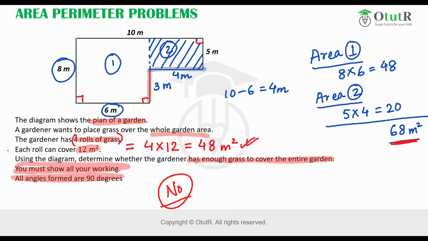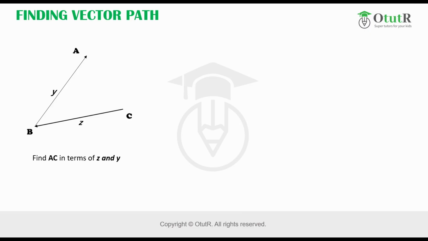Always remember one thing: whenever you are doing sums, you have to show all the process. And for this type of question where you have to draw a conclusion, you have to write the entire sentence. Now we do the next question, which is finding vector path. I have seen students often struggle with this type of question where they have to find out the vector path. So I have come up with a very easy way to find out this type of solution.